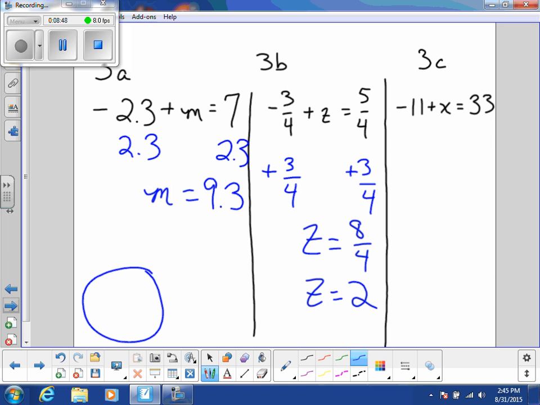Let's do 3c for the last one we're going to do in this video. I've got negative 11 plus x. I want x by itself. The inverse of negative 11 is to add positive 11. If I add on the left, I have to add on the right. 33 plus 11 is 44.